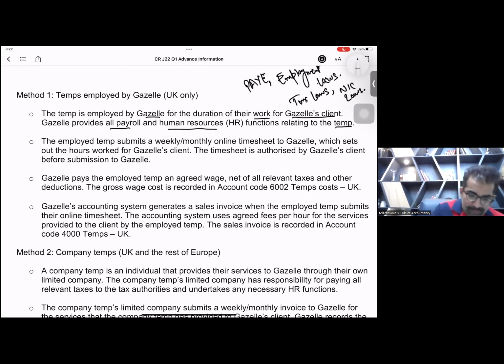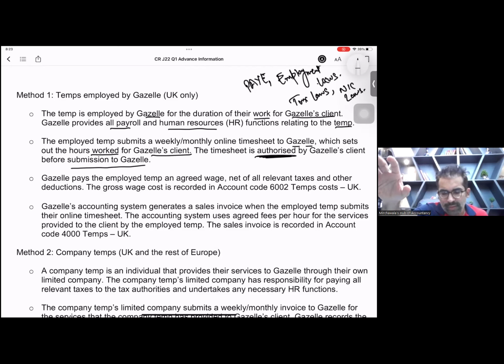The employed temp submits a weekly or monthly timesheet to Gazelle, which sets out the hours worked for Gazelle's client. The timesheet is authorized by Gazelle's client before submission to Gazelle. So what is the process? Very simple process. Employees go and work a number of hours, and they take a timesheet, and that timesheet is authorized by the client, the client sends it to Gazelle, and then Gazelle pays its employees.